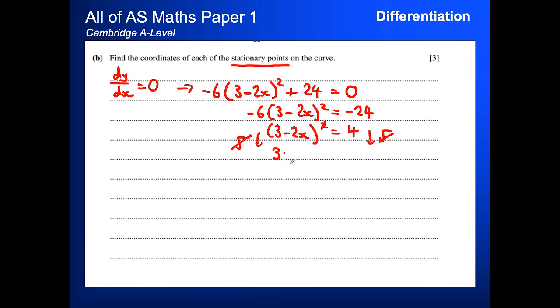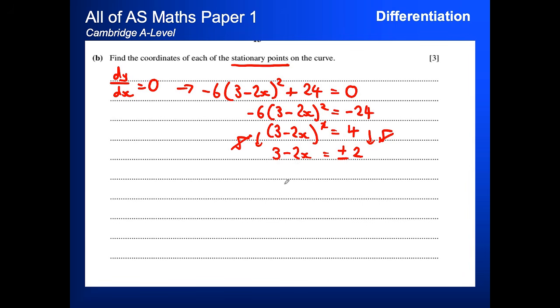So we'll get 3 minus 2x. Now be a bit careful when you are square rooting 4, because you're going to get plus and minus 2. So you need to keep that in mind. And from here we can actually solve simultaneously to work out the two different answers for x.